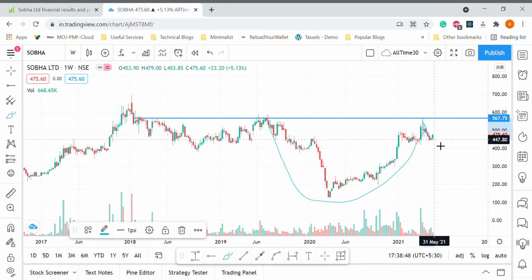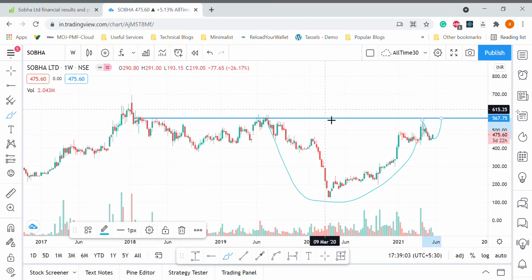In my experience, this will complete the handle, and this will touch here, and after it completes here, this stock will show a big move from here. And as I told you, this is a big time resistance. So once the company crosses this resistance, there is a big move possible in this particular stock.